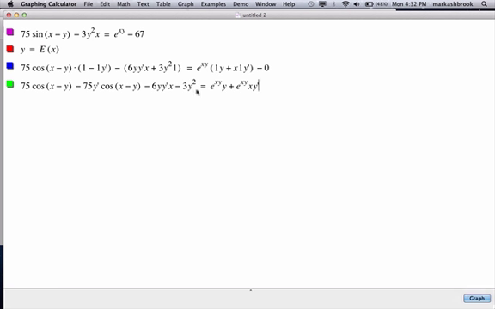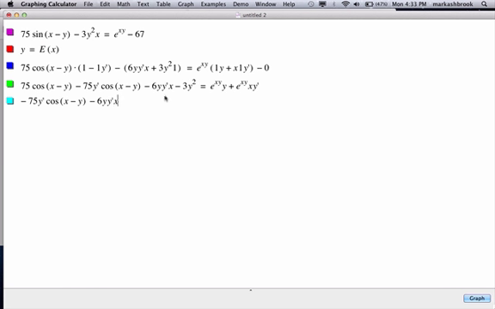Okay, so we got all our terms expanded out, and we look for the ones that have a y prime. Those will go to the left of the equal sign. The ones that don't have a y prime will go to the right of the equal sign. So this one is going to head over to the right. This one's going to stay here. So we got minus 75 y prime cosine x minus y. This one's also going to stay. It's got a y prime. So minus 6y y prime x.